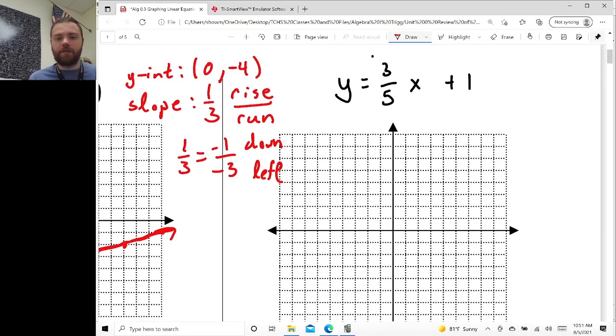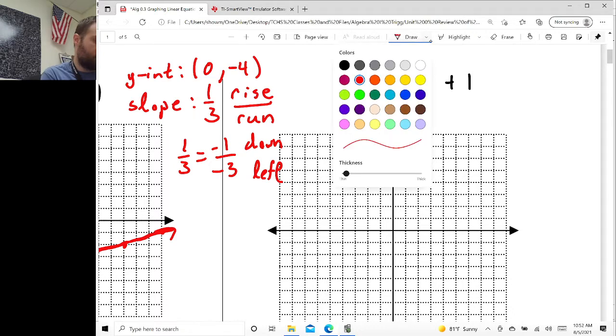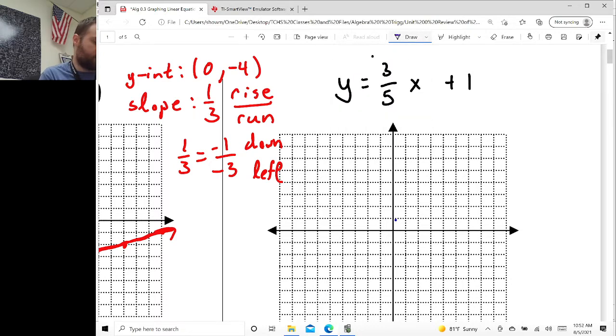So right here, our slope is positive, and our y-intercept is also positive. So +1, the y-intercept is going to be up 1. So I'm going to draw this with a different color. I'm going to draw this purple, because purple is my new favorite color. Okay, so that is my y-intercept. So from there, I have to know my slope. So y-intercept is 0, 1. And then my slope is 3/5.